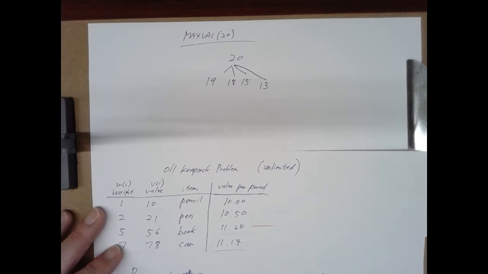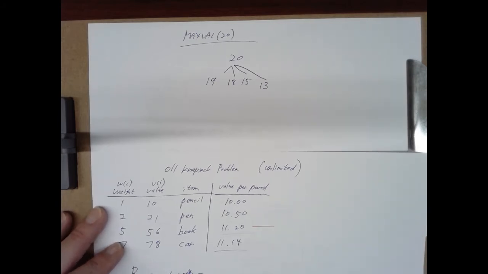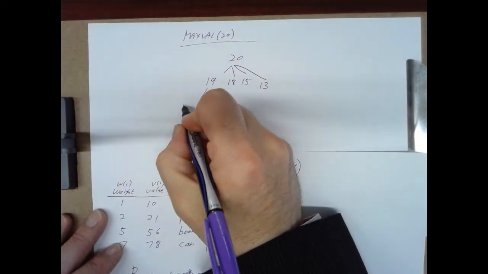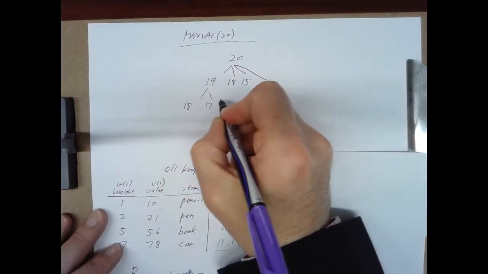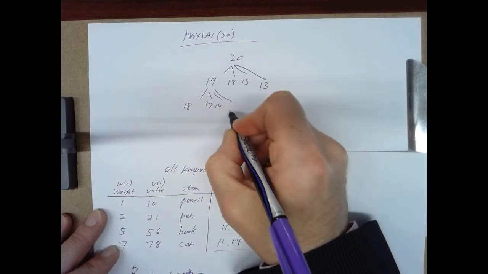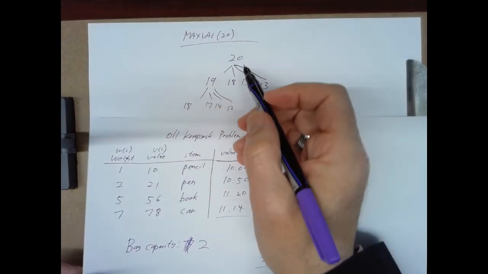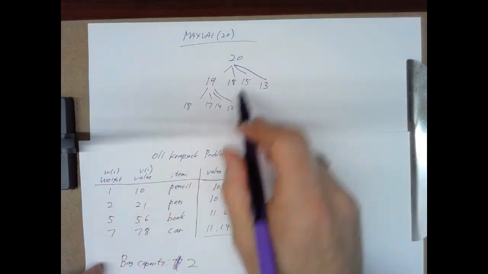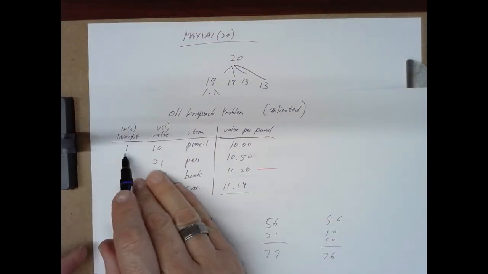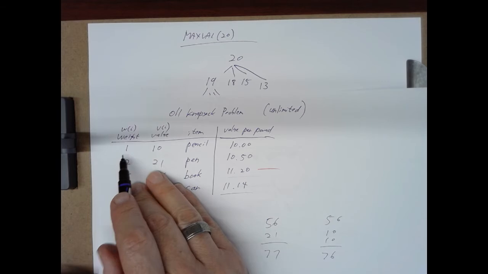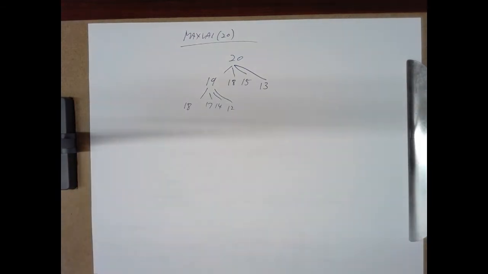So we're definitely going to want a cache. And to find 19, we're going to have to find 18 and 17 and 14 and 12. And in this case, again, we're going to see that we're marching down all the possibilities over here. But that's only happening because we have an item that weighs 1. Right?